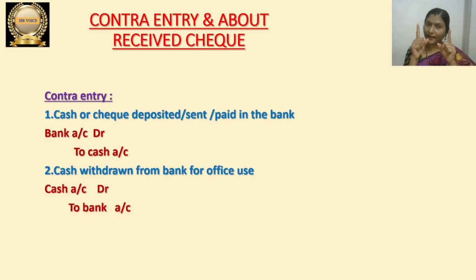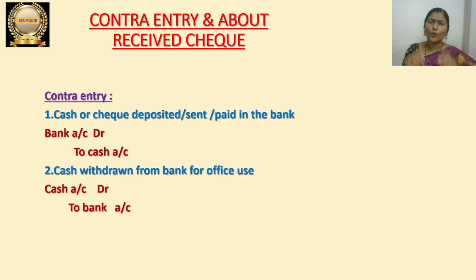But contra entry transactions we record how many times? 2 times. Hope this is clear. Every transaction we record only one time. It may appear either on the debit side or on the credit side. But contra entry transactions we are going to write 2 times. One on the debit side, the other on the credit side. One time on the debit side, the other time on the credit side. That is why we call those transactions contra entry transactions.